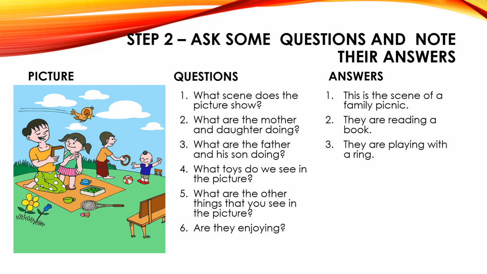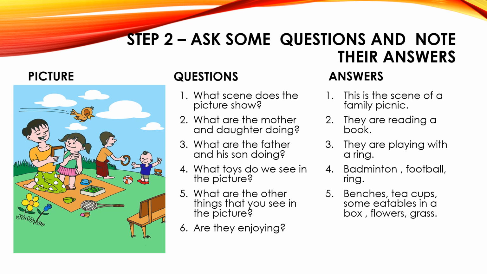Next is, what toys do we see in the picture? So, apart from the ring that the father is holding, we can also see a football, we can also see a badminton set in the picture. So, we can write the answer: badminton, football, ring.